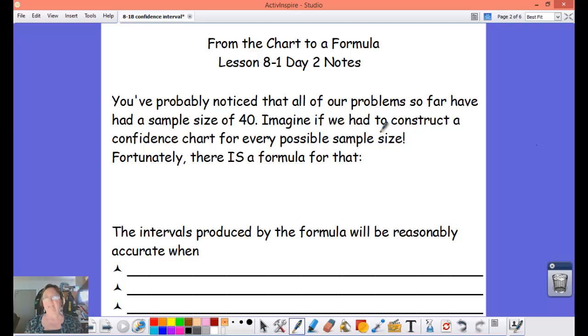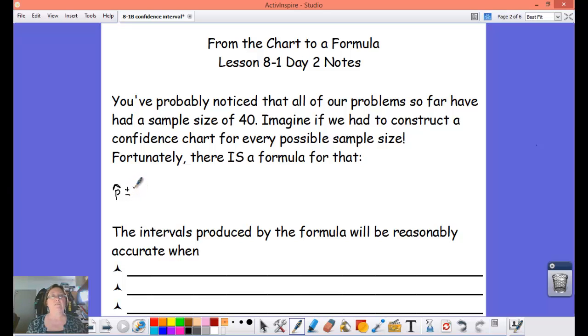And I'm very glad that we do not have to construct a confidence chart like the one we used yesterday for every possible sample size. Not only would that be time consuming, again, it would be impossible. There is a formula that will generate a confidence interval for us, and that formula is based on the proportion that you find in your sample, right? Your p hat. And to that, we add and subtract a margin of error.